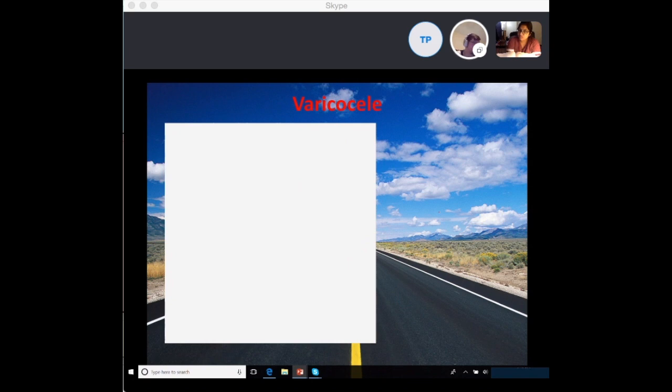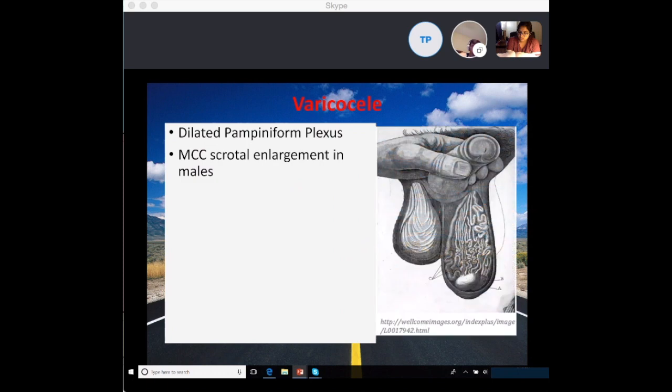All right, so next we've got varicocele. Again, another benign condition that describes dilated veins in the pampiniform plexus. It's the most common cause of scrotal enlargement in males, and is due to increased venous pressure. It is frequently described as a bag of worms, and it typically occurs on the left side.